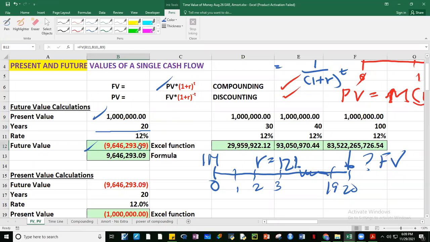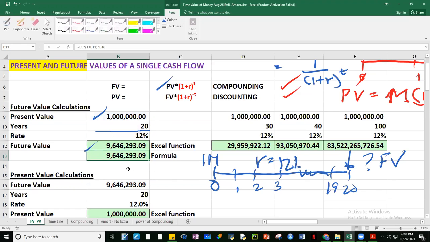Now we're not looking at the direction of the cash flow. So what we can do is just put a negative here. By putting a negative here, you'll have a positive answer. We're just looking at the value. It doesn't matter whether this is an outflow or an inflow. So this is the present value, and using the formula, I showed you that the future value is equal to the present value, which is 1 million, times the compound factor, 1 plus the rate raised to the period t.